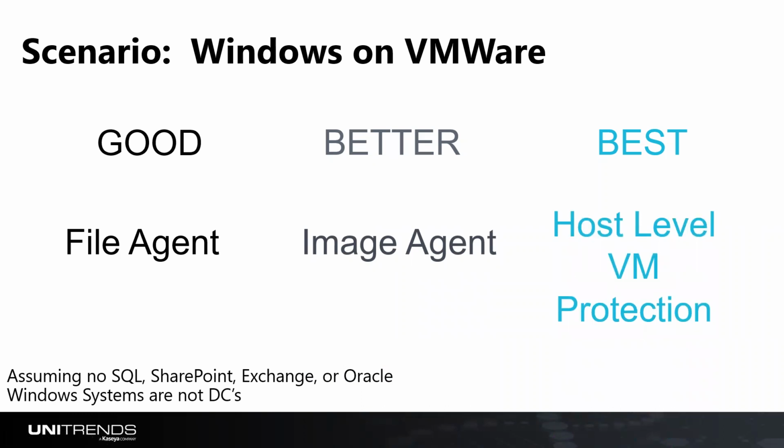Now, the best option here with the VM level protection gives us the most flexibility and the most resiliency. We're talking about file level search and recovery, instant recovery, easy DR into the cloud, data copy access testing. The features with the VM level backup on VMware are rich and full.